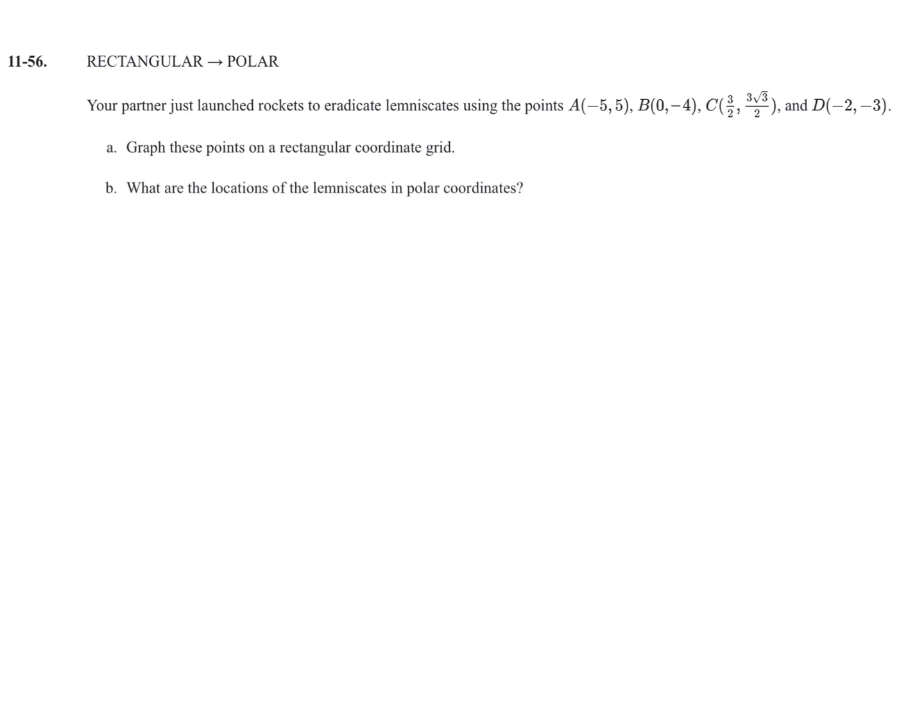So A, if I have A as -5, 5. If I would put that on a grid, I would go -5 here and then 5 here, and it would be a point right here. Now, what you want to think about is the pieces that you need for polar. If I draw a line here to the origin, I need the radius, and then I need to know the rotation to get to that.